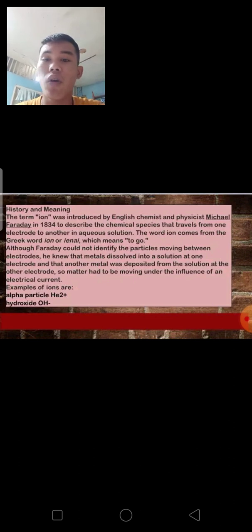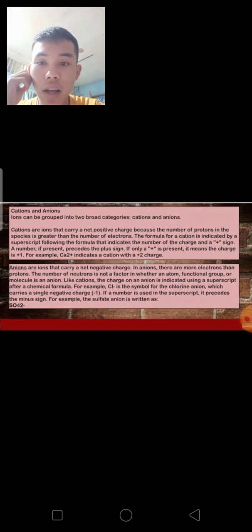hydroxide OH minus. Ions can be grouped into two broad categories: cations and anions. Cations are ions that carry a net positive charge because the number of protons in the species is greater than the number of electrons. The formula for a cation is indicated by a superscript following the formula that indicates the charge, with a plus sign and a number preceding the plus sign. If only a plus is present, it means the charge is plus 1.